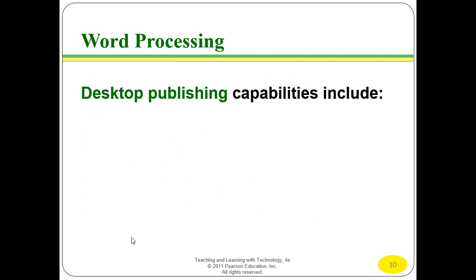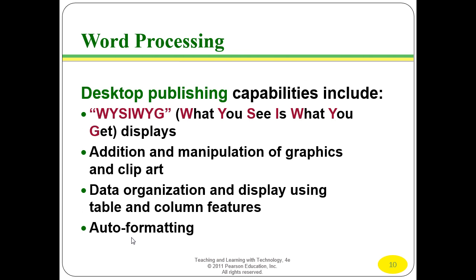Now, when it comes to desktop publishing, you get what is called WYSIWYG. What you see is what you get displays. Most desktop publishing software will have the capabilities that what you're seeing on that screen is exactly what your document is going to look like when it's printed. And so any changes and edits that you make, you automatically see what that's going to look like in the finished product.